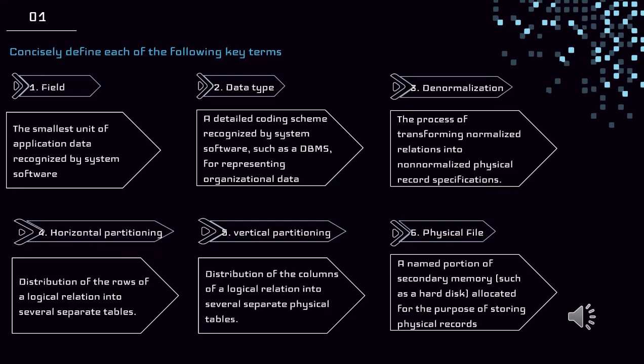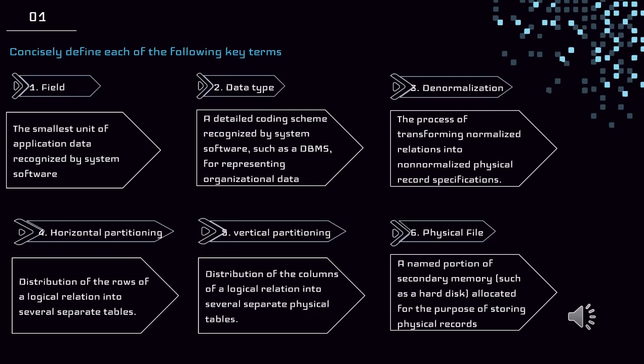First, the learning objective consists of defining each of the following key terms. The first term is field, the smallest unit of application data recognized by system software. Next, data type, a data coding scheme recognized by system software, such as a DBMS, for representing organizational data. Then, denormalization, the process of transforming normalized relations into non-normalized physical record specifications.